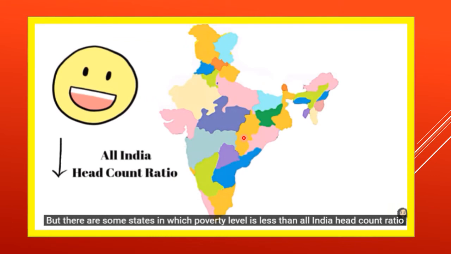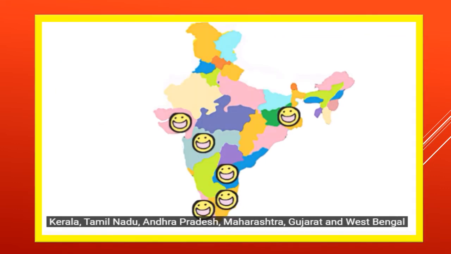On the brighter side, there are some states in which the poverty level is less than the all India head count ratio. Let us see which states these are. You can see these states starting from below. We can see Kerala, Tamil Nadu, Andhra, Maharashtra, Gujarat and West Bengal.